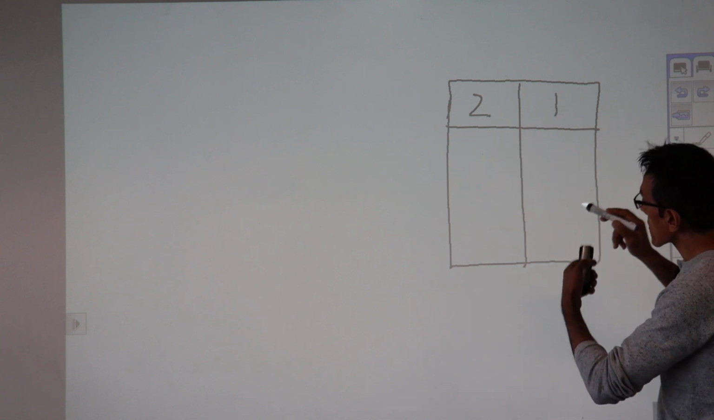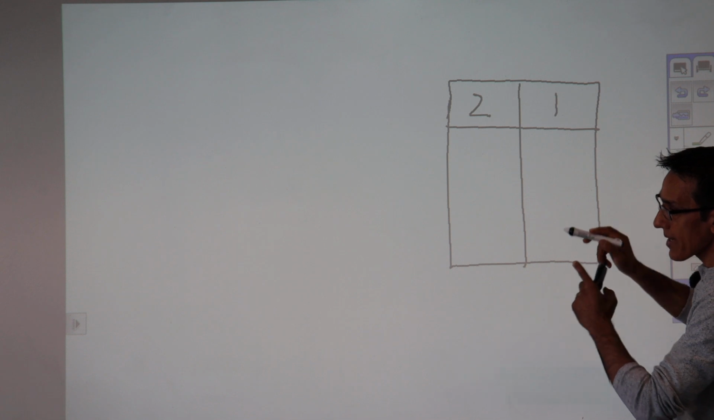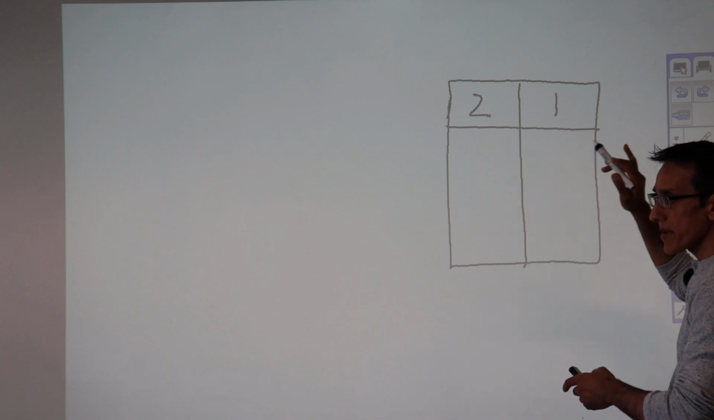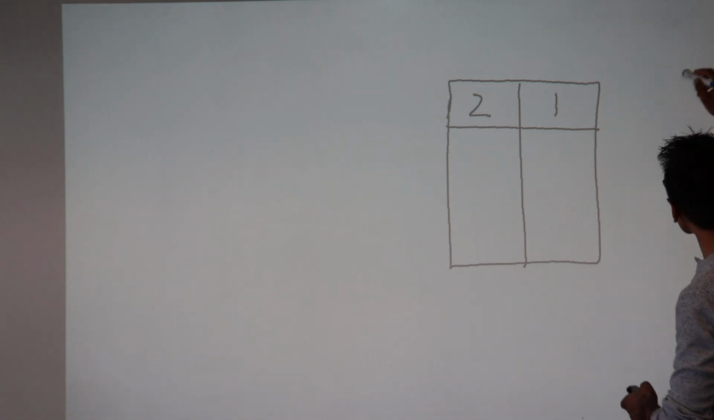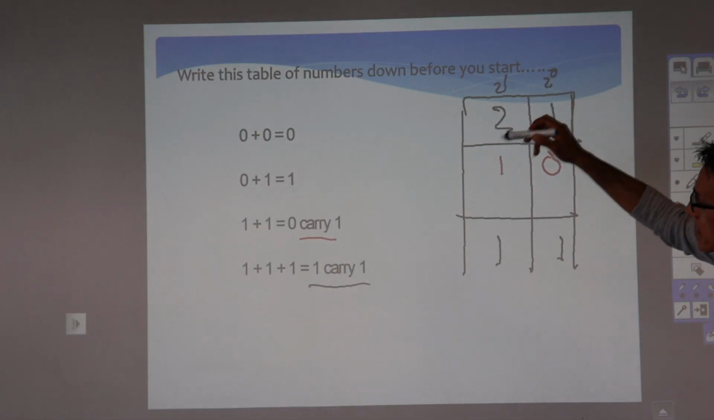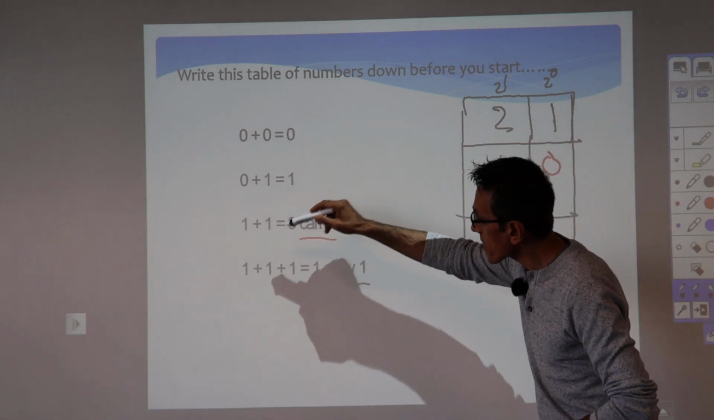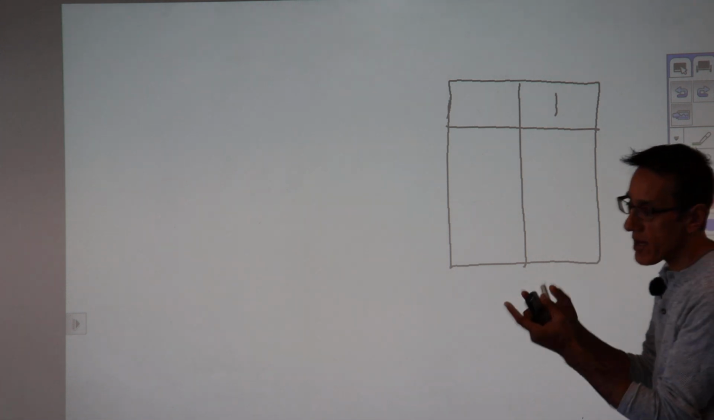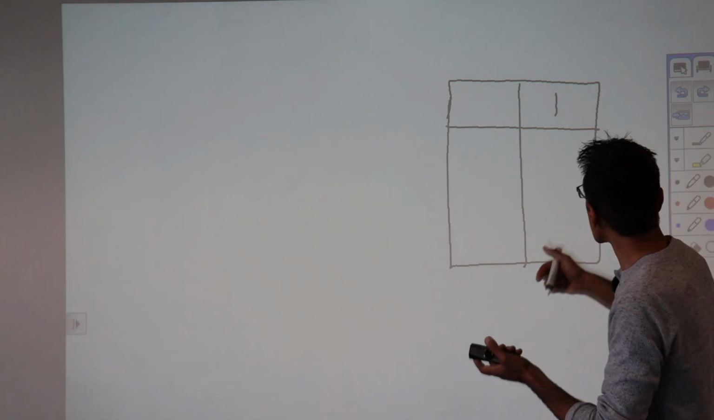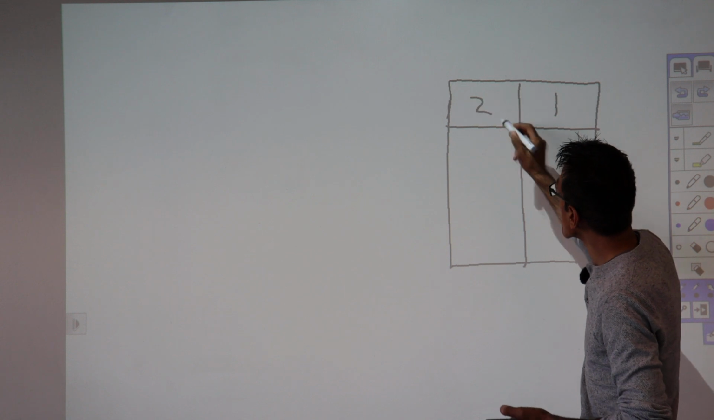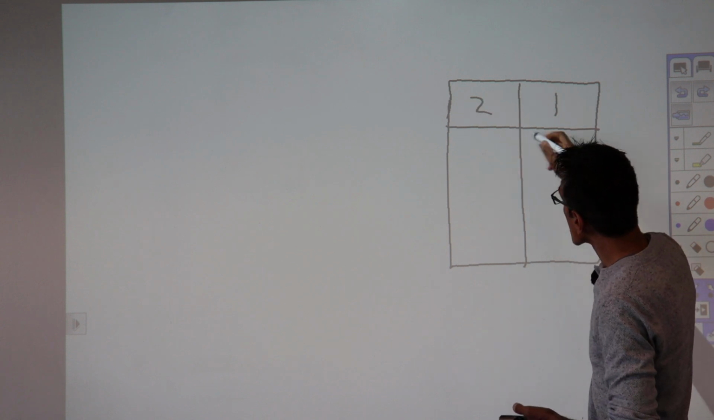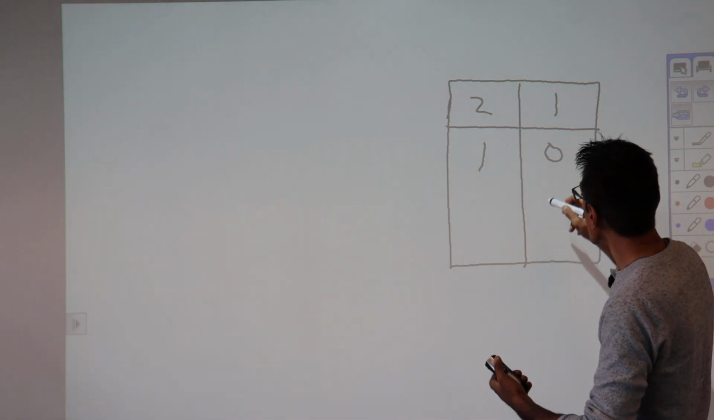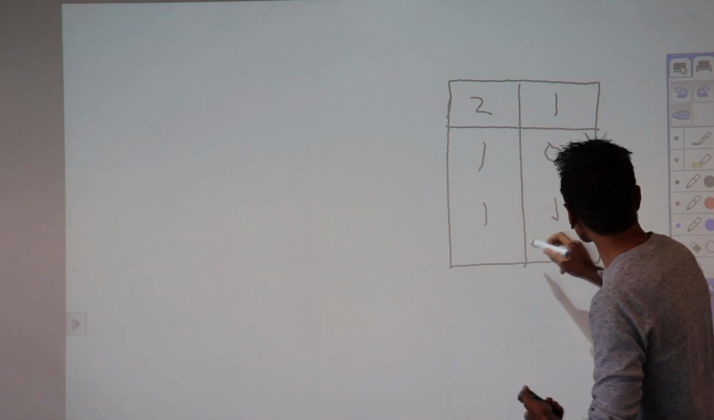To represent 0, it's straightforward, it's just 0. To represent 1, straightforward. 1 plus 1 makes up 2. How do you represent 2? It's a 0 carry 1. How do you represent 3? It's 1 carry 1.